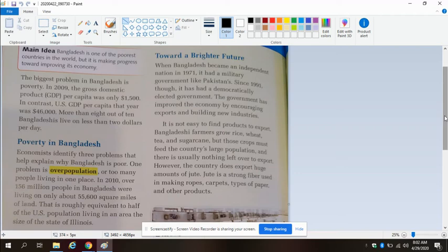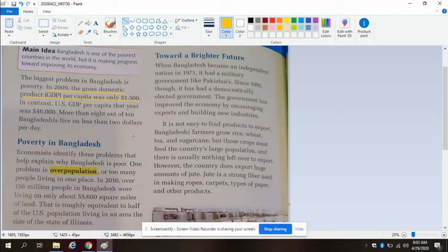And these numbers should be proving how big of a problem poverty is in Bangladesh. So if we start right here, the biggest problem in Bangladesh is poverty. In 2009, the gross domestic product, or GDP per capita, was only 1,500. Okay, that's a number, and this is showing just how much of an issue poverty is. Okay, I'm just going to make this a little bit bigger so that way you guys can see it a little better in a brighter color. So we could definitely use that for a piece of data.